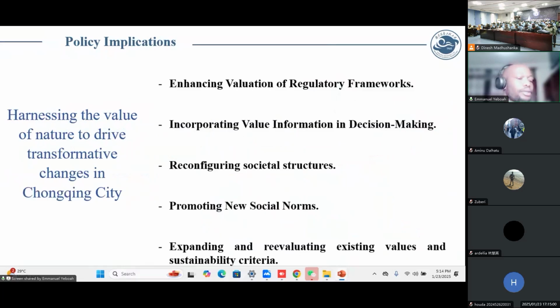So what will be the results of this policy? Enhancing the evaluation framework will be part of it, and then incorporating the 5-point value in decision making, as I mentioned earlier, which leads to the reconfiguration of the city structures, whereby we can use more green roofing and so on, and then promoting new social norms. Culture, we say, is dynamic. Even though we are expanding the city, it should be done sustainably. It should not lead to excessive heat, which may cause an increase in mortality rates, and of course, expand the re-evaluation of existing values for these sustainability criteria.